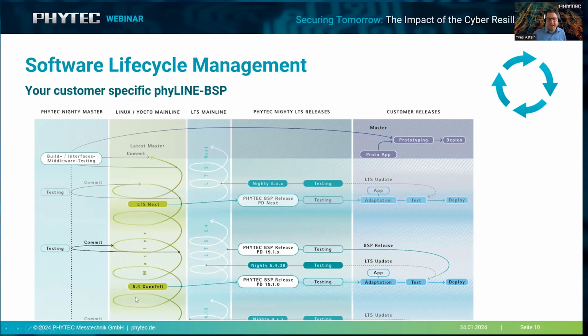And this is why the mainline typically announces LTS releases, like here, the Dunfell, which is quite old, and kernel 5.4. Currently, we are at 6.1 and 6.6, I think, and also newer Yocto versions. But in general, there's always some LTS releases being announced. And these LTS releases are stable. So what we do is we take these LTS releases and we say, okay, we need these stable releases, and we make all the adaptations. This is the PHYTEC column here.